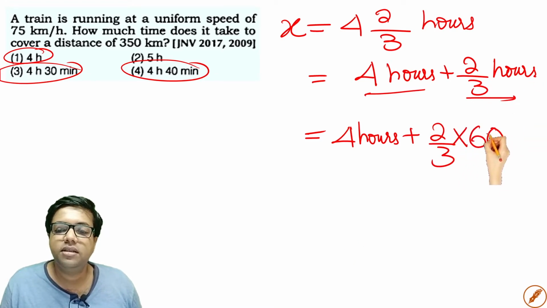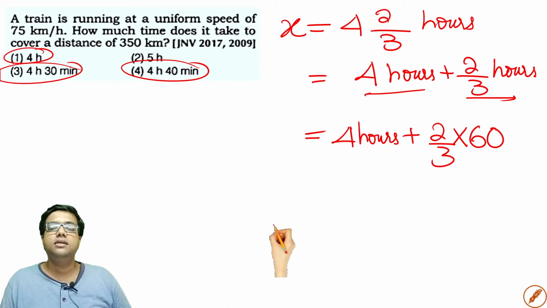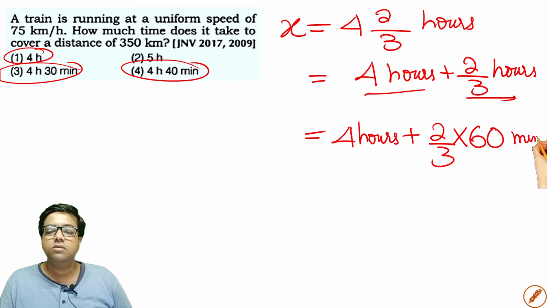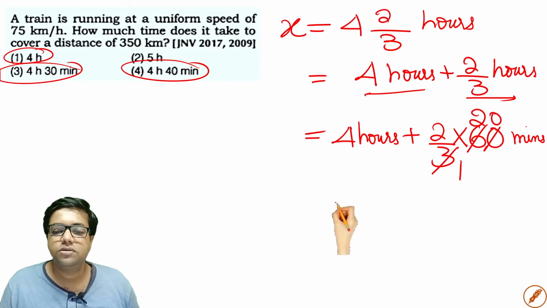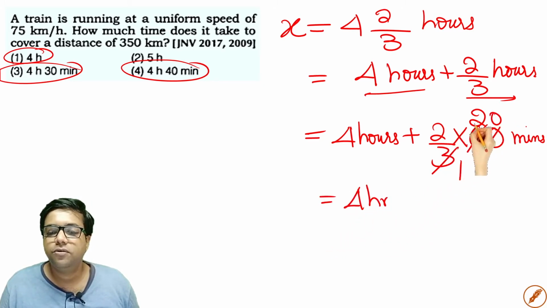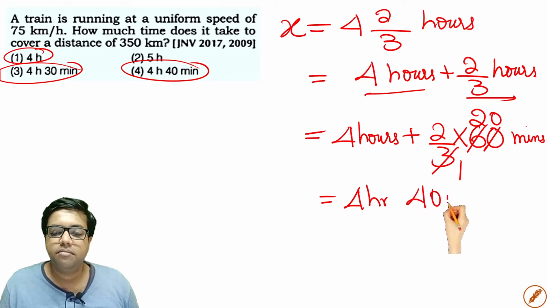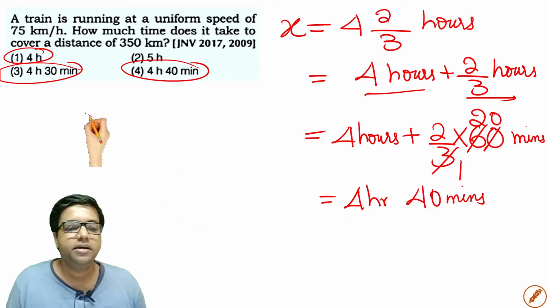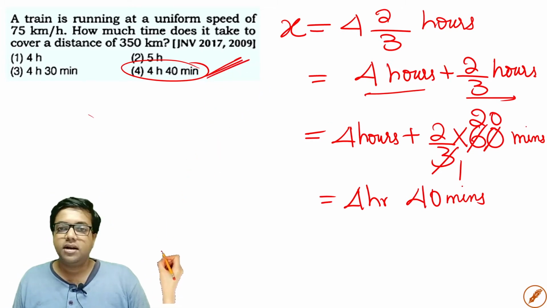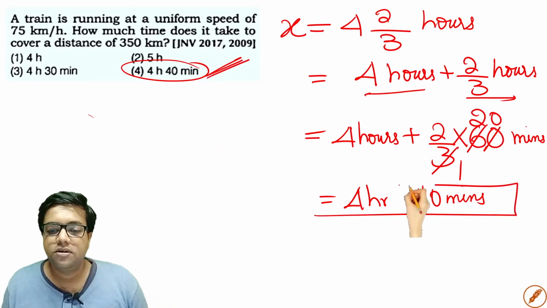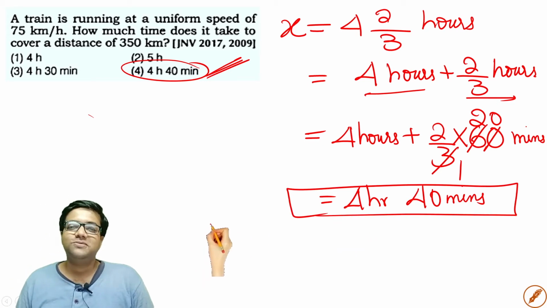For converting the hours into minutes, you will multiply by 60. So 3 1s are 3, 3 2s are 6, 3 zeros is 0. So you will get 4 hours and 2 into 20 is 40 minutes. 4 hours and 40 minutes. So option D, option 4 is the right answer for this question. 4 hours 40 minutes is the right answer for this question.